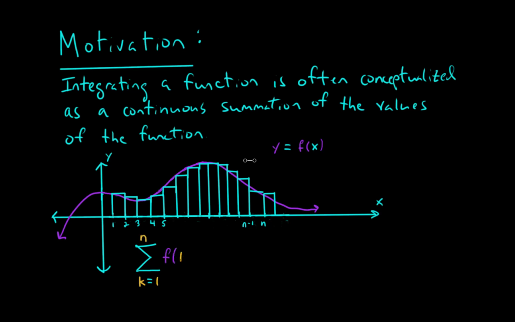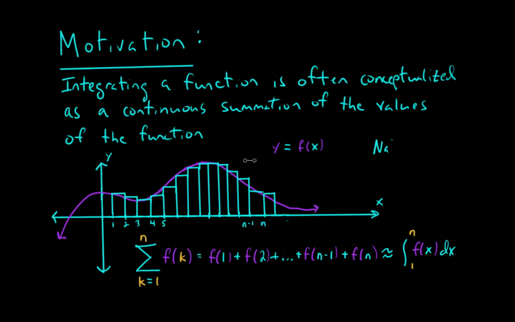Again, this area, summing up the areas of all the rectangles, will just equal the sum from k equals 1 to n of f of k, where k equals 1, 2, 3, 4, all the way up to n. And we know that the sum of the areas of all these rectangles will be an approximation of the value of the integral from 1 to n of f of x dx.